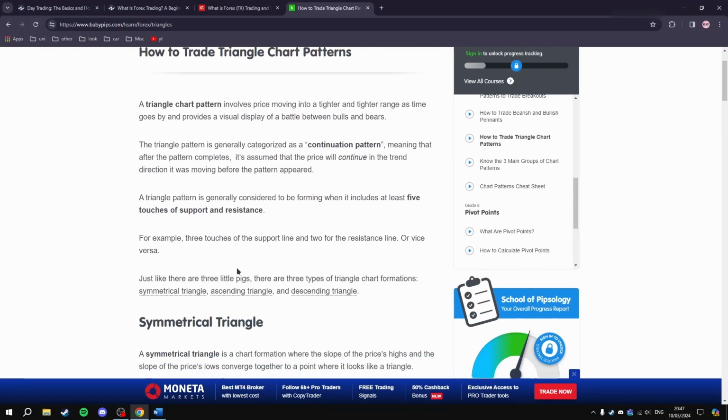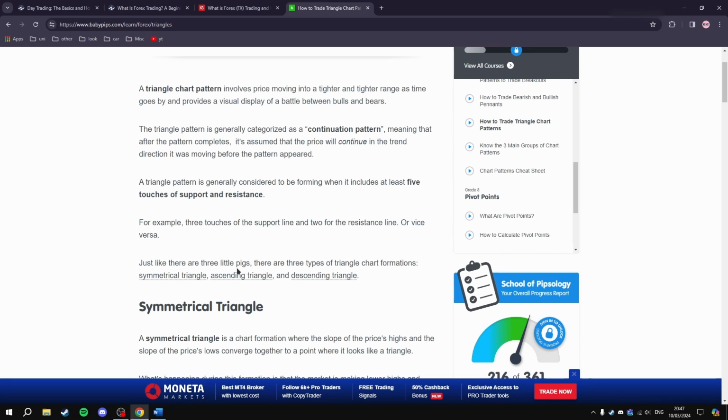A triangle chart pattern involves price moving into a tighter and tighter range as time goes by and provides a visual display of a battle between bulls and bears.